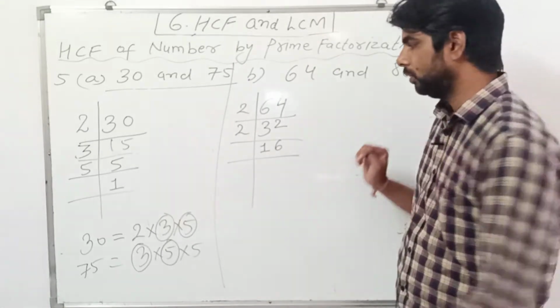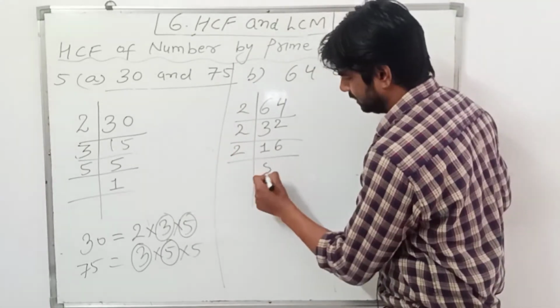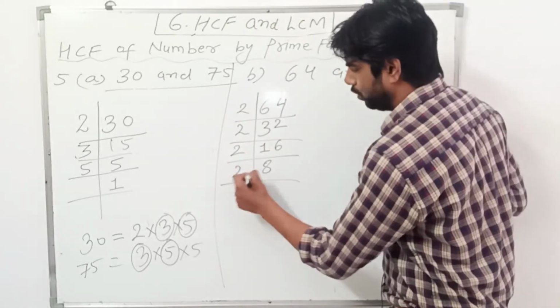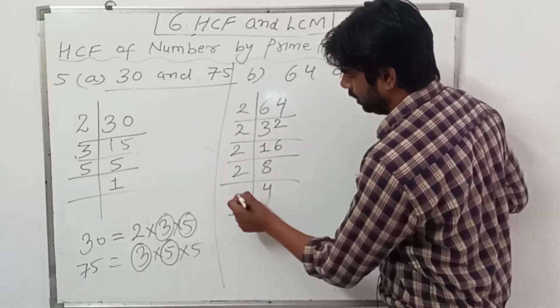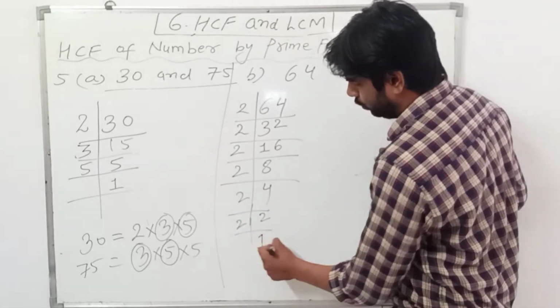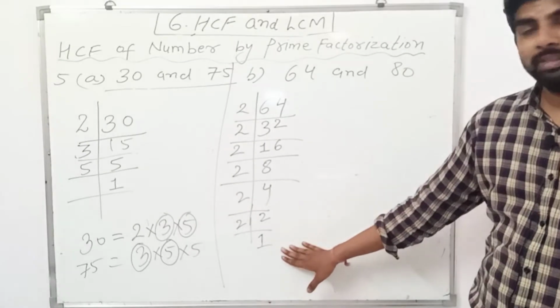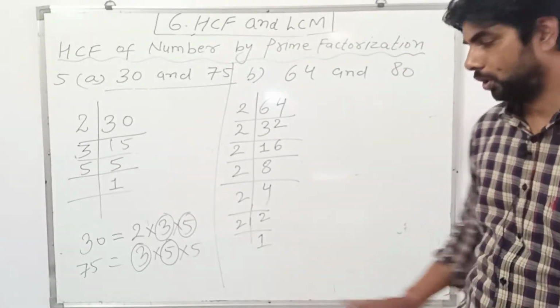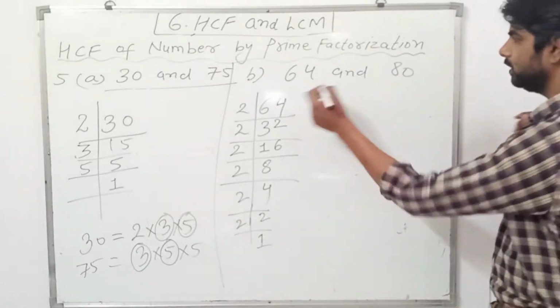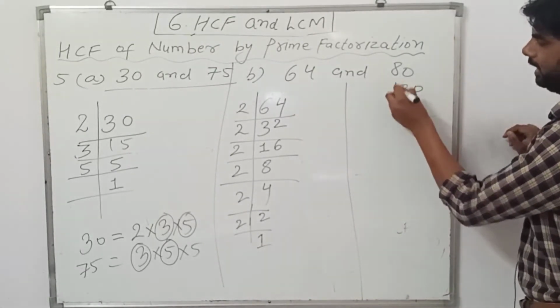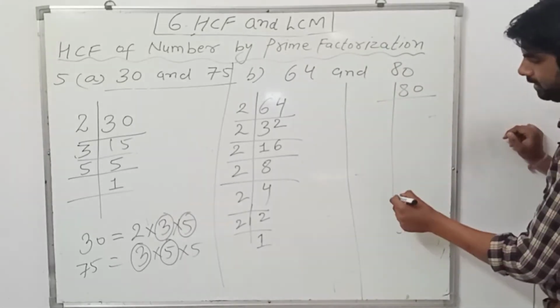So now it is a small number, so there is no need to do in rough. We know the table of 2. We know that 2 8 is 16. So we will write 8 here. Again we know 2 4 is 8 and 2 2 is 4 and 2 1 is 2. So okay, we get 1, that means our quotient is 1 and we have to stop here. Now what we will do? We will write 80 and we will also divide this 80 by prime number.